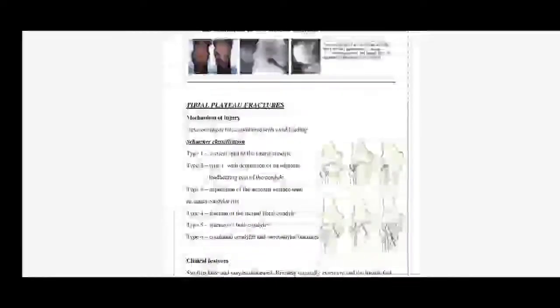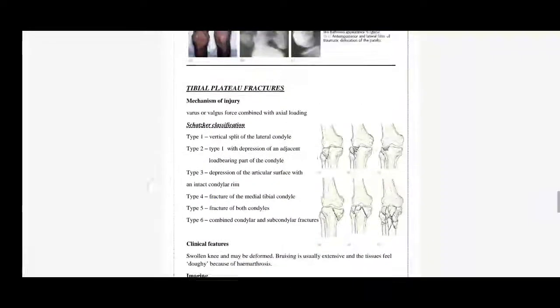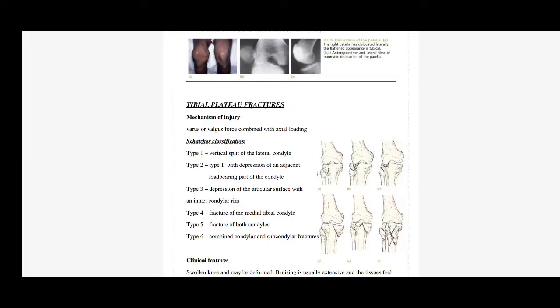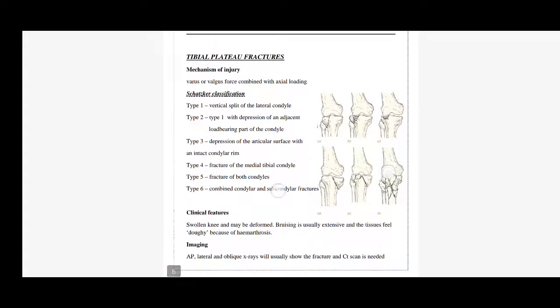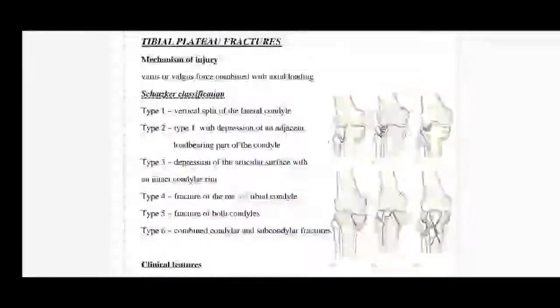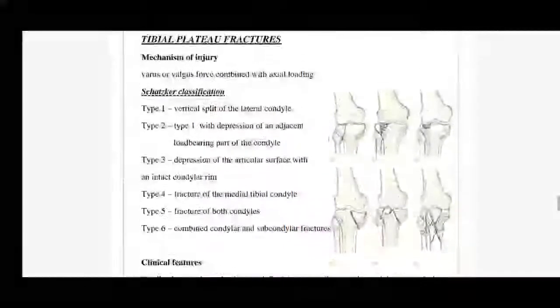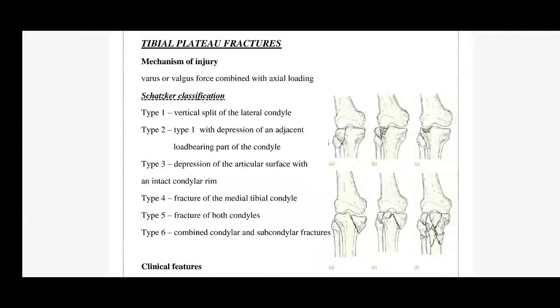Another very important subject of lower limb trauma is the tibial plateau fracture, or what we call a bumper fracture. Mechanism of injury, usually varus or valgus stress with axial loading, as this occurs in a bumper. This injury was classified by Schatzker into 6 types, according to the site and displacement.